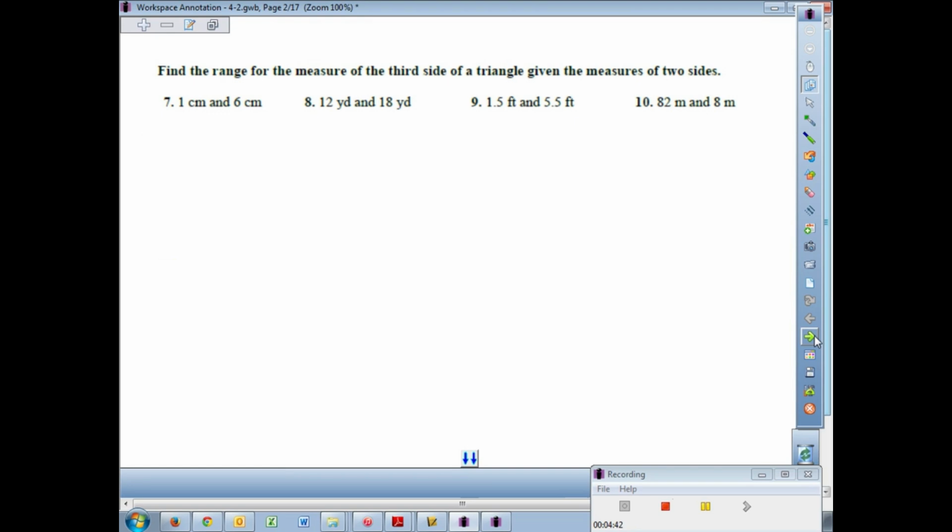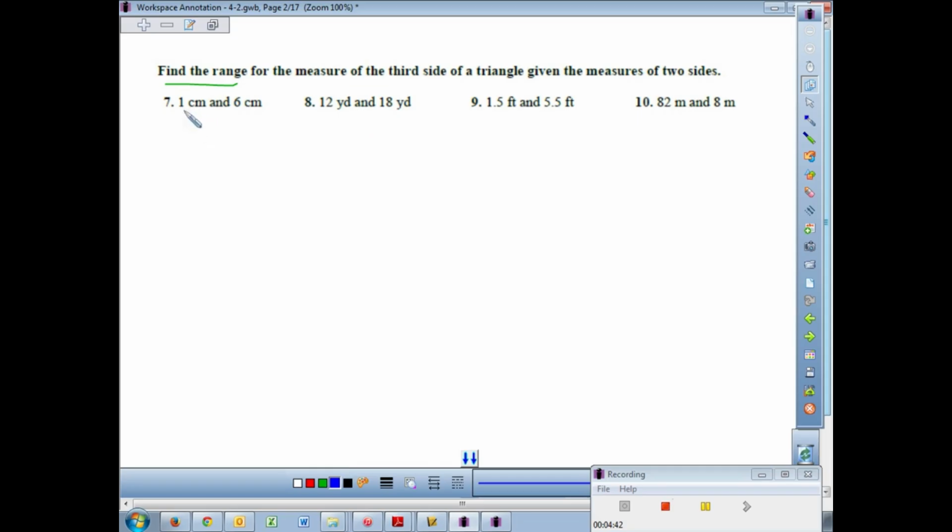Find the range for the measure of the third side of a triangle given the measures of the two other sides. What? Find the range. Okay, so like a whole range of numbers, if you will, for the measures of the third side of a triangle. Let me draw this, sketch a picture. It's the old when in doubt, sketch it out kind of situation.